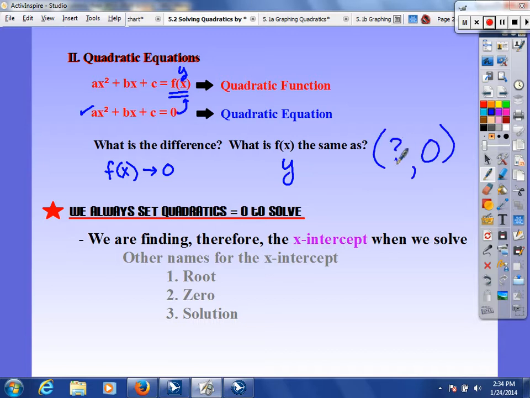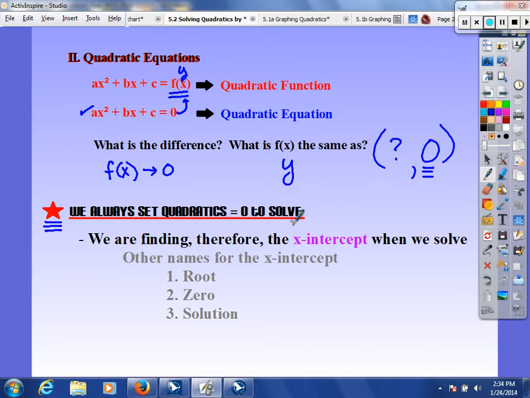And they want to know what is the x value. Remember back in early Algebra 2 and maybe even Algebra 1 when we did x and y intercepts, how do we find the x-intercept? We would plug in 0 for y and solve. Any time that you're solving a quadratic, and actually it holds true for higher degree polynomials, you always want to set the quadratic equal to 0 to solve.